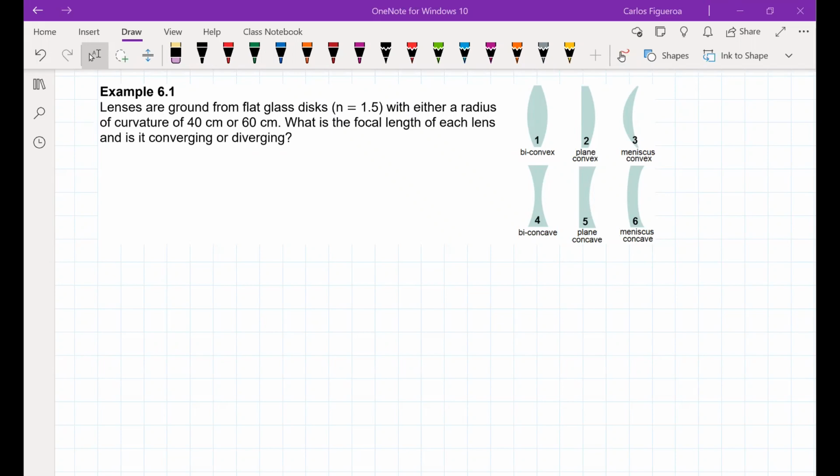Example 6.1. Lenses are ground from flat glass discs with either a radius of curvature of 40 or 60 centimeters. What is the focal length of each lens, and is it converging or diverging?